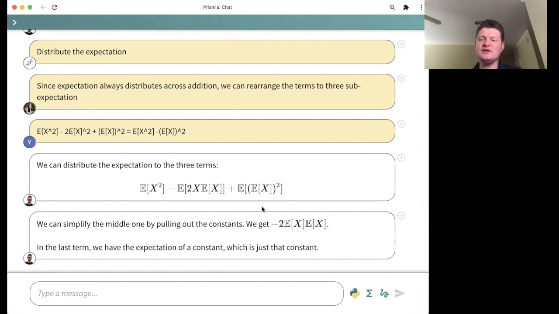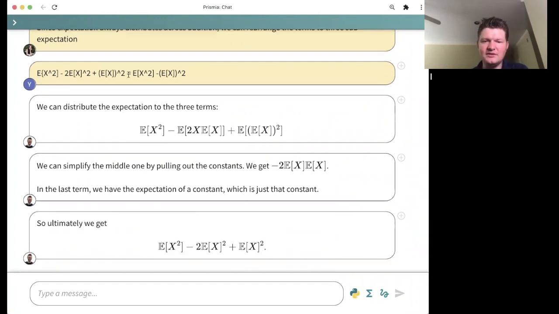And in this last term, this is expectation of a constant. This doesn't even depend on omega. The whole thing doesn't depend on omega. So expectation of a just specific number just is that number. The average value of something that's always the same is that same thing. So what we're going to end up with here, as Yoon Kyung spelled out in her answer there, is expectation of x squared minus twice the square of the expectation plus the square of the expectation.